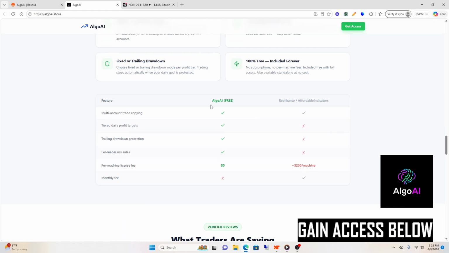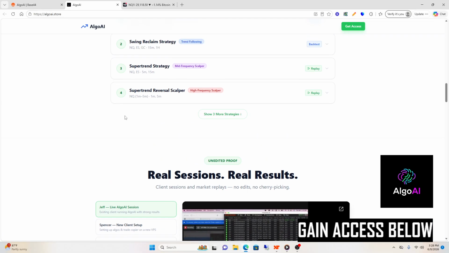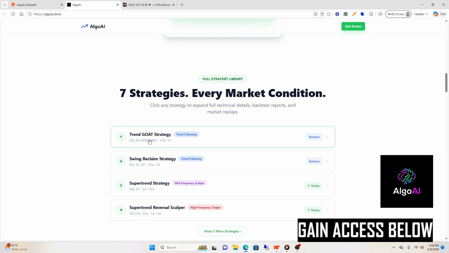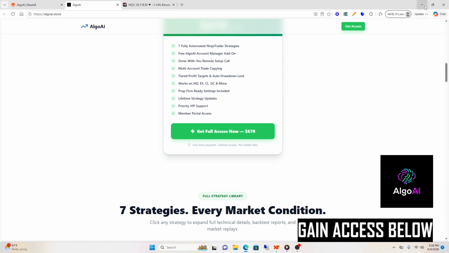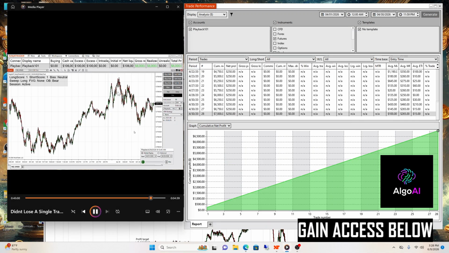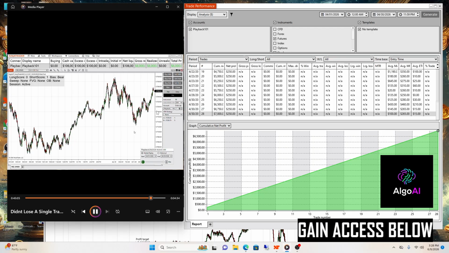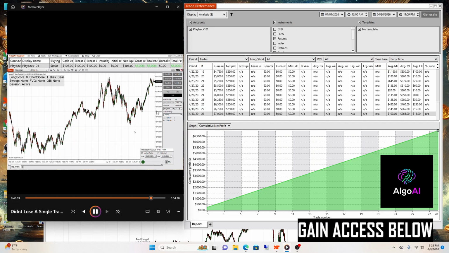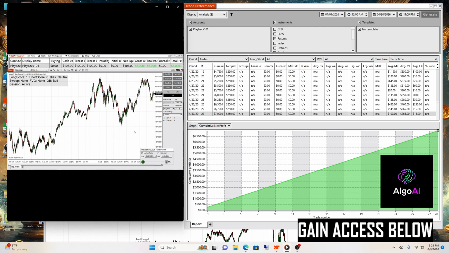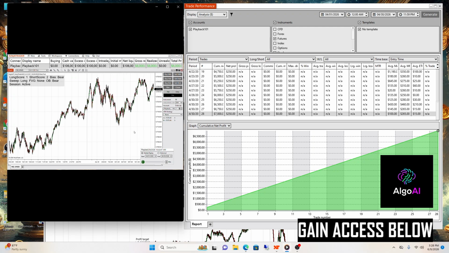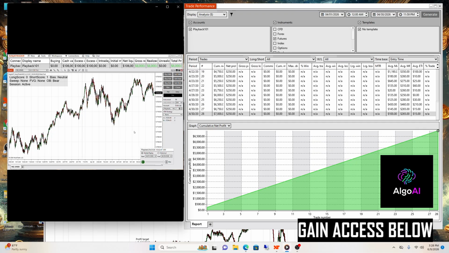Some of the stuff is kind of deprecated, but you still get access to it. But the newer algos that we have coming out are a little bit more efficient and a little bit more effective. For example, we have 3 algos that are coming out recently. We have another opening range algo, so it's a little bit more refined to prevent loss.